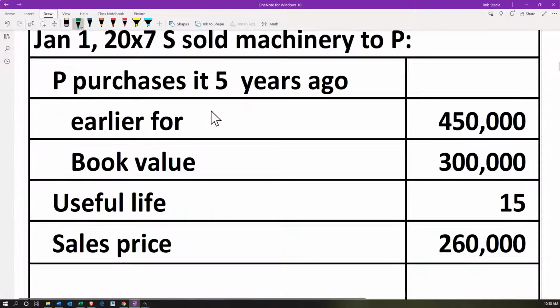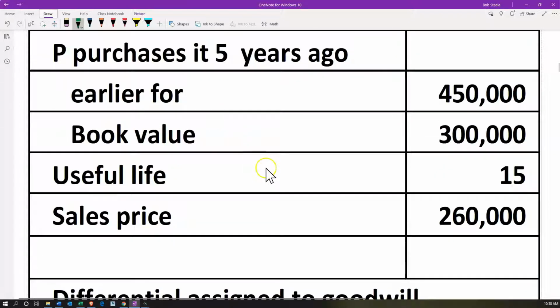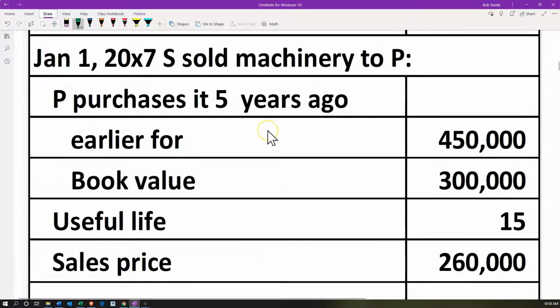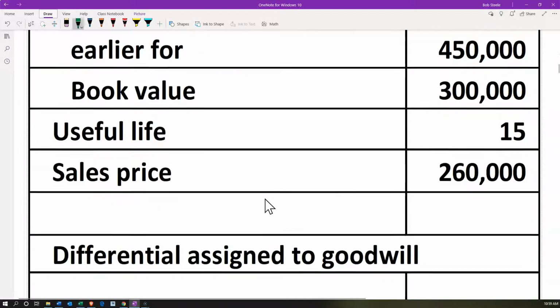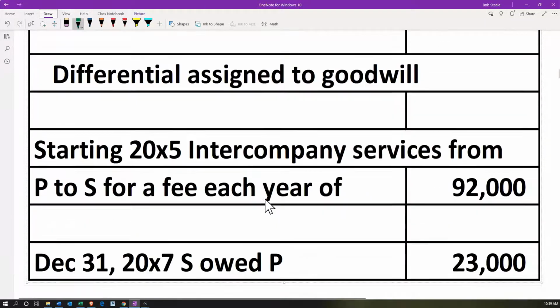Useful life was 15 years. So 15 years from the point that it was originally purchased, which was 5 years before 2000 X7. So we'll calculate the depreciation on it. And then the sales price was $260,000. This is going to result in a loss to us, so that's going to be the kind of the new thing we'll be working with.